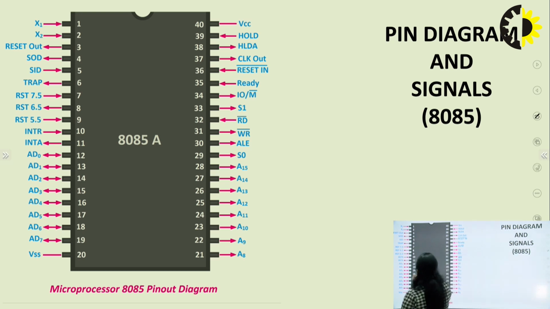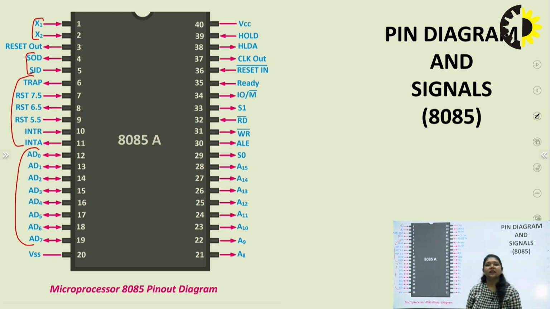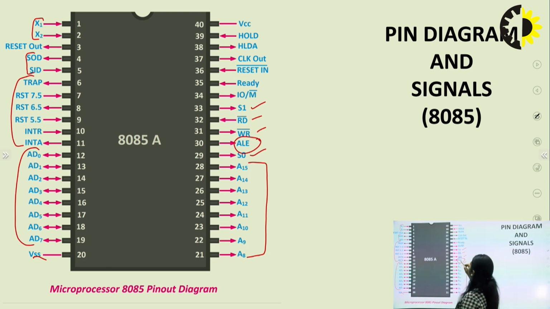Here are the number of pins: X1, X2, these two pins are for the crystal oscillator; reset out, SOD, SID, which are serial out data and serial in data; TRAP to INTA, these are our interrupts; AD0 to AD7, time shared or multiplexed address and data buses; VSS is our power supply; A8 to A15 are the higher order address bus; S0 and S1 are status signals; read bar and write bar are control signals; ALE is our address latch enable, which is used to demultiplex these pins, which we will discuss later.